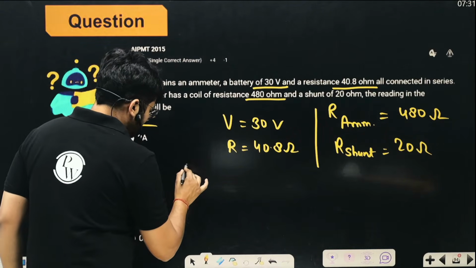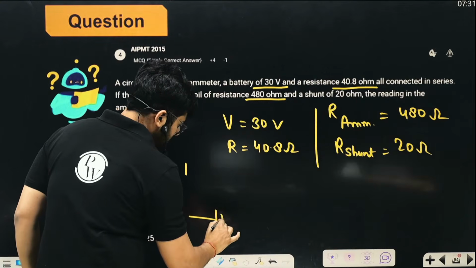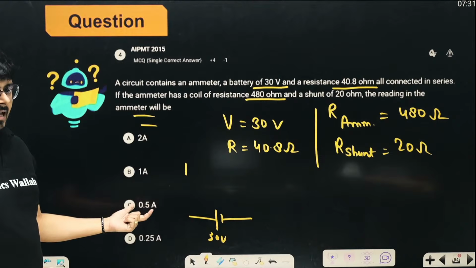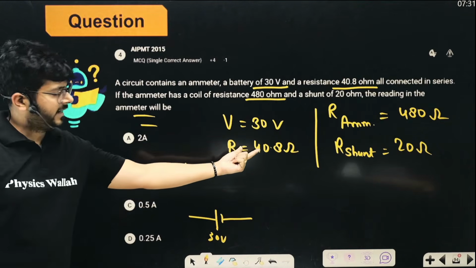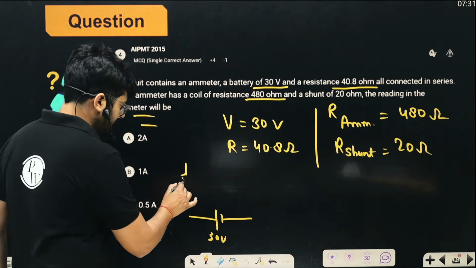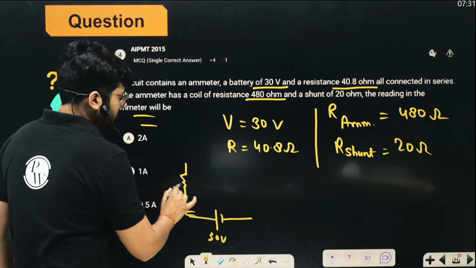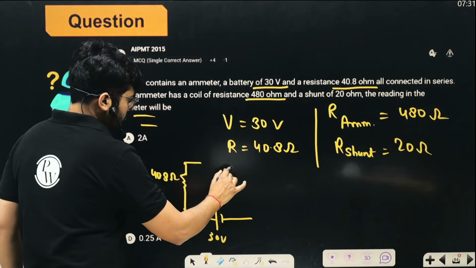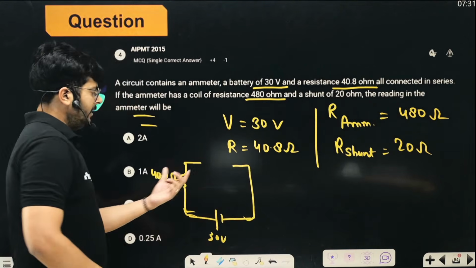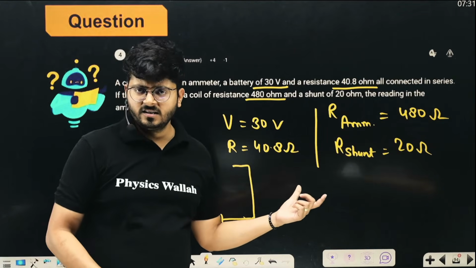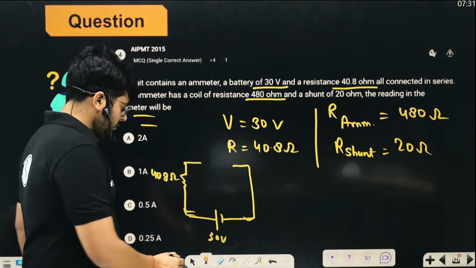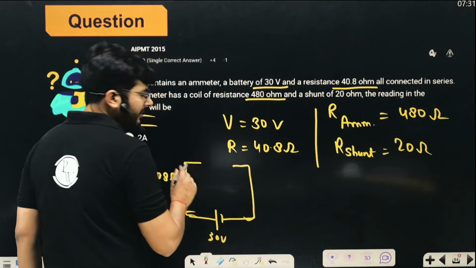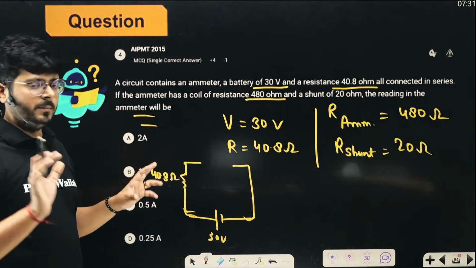So the situation is like this. We have a 30-volt supply, all right? And from this 30-volt supply, we are connecting a resistance in the circuit like this, 40.8 ohm, and an ammeter is also there. So we are trying to split up the ammeter. Ammeter has a coil resistance and a shunt resistance. So let's show them separately. But the whole thing is just one unit, one ammeter, right?